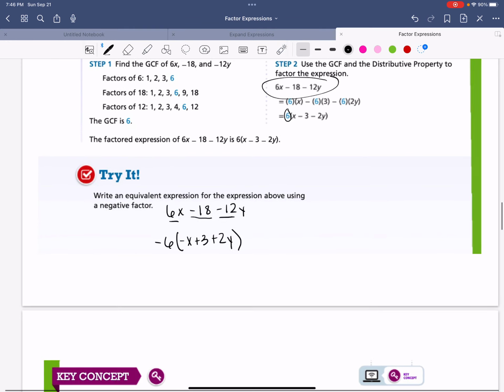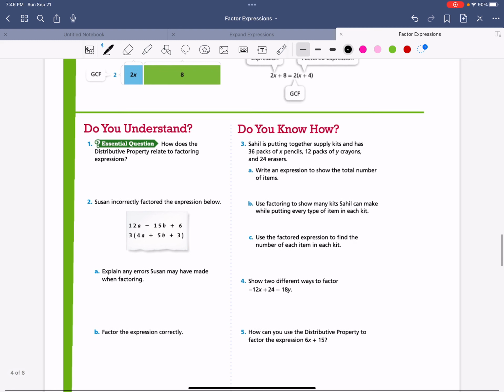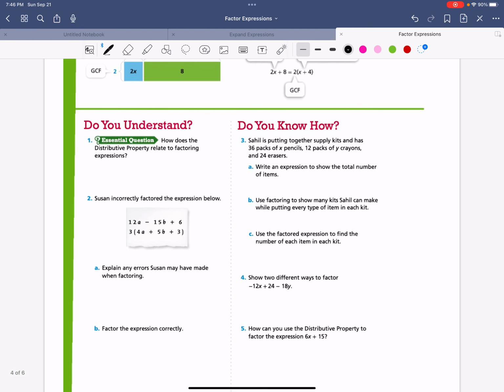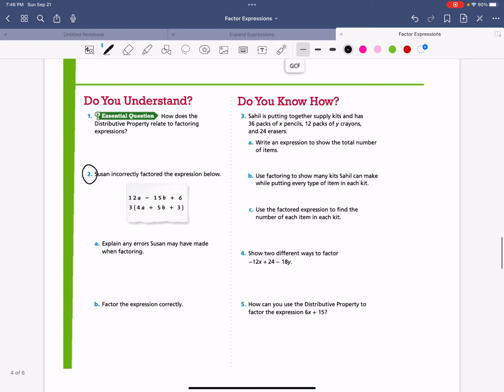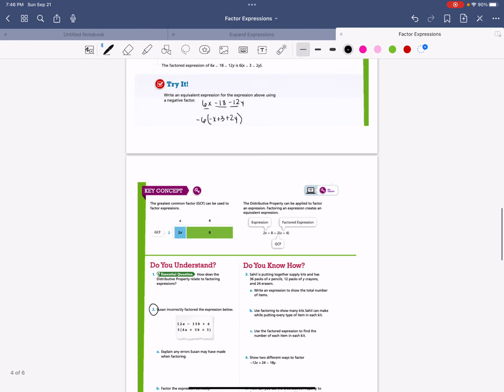All right, I know this one's a little harder. But what I do want you to do is try 2 on your own. See if you can figure out where she made an error and if you can factor it out on your own. We will go over and try some more of these in class today.